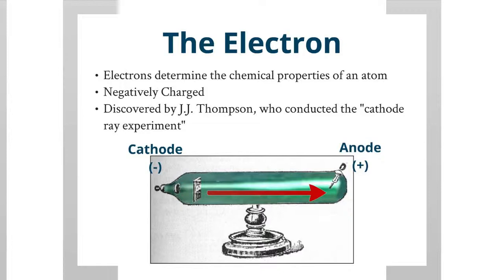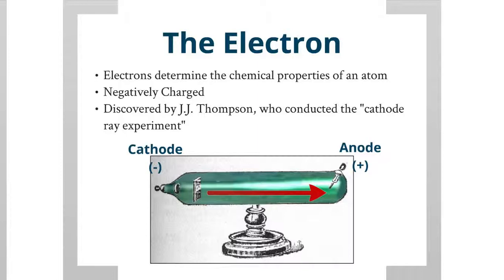Now onto the electron. The electron determines the chemical properties of an atom. So electrons are extremely important. They're negatively charged, and they were discovered by J.J. Thomson, the scientist who conducted the cathode ray experiment.